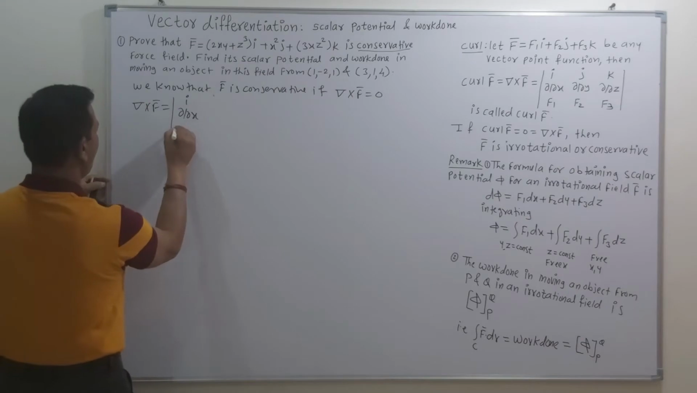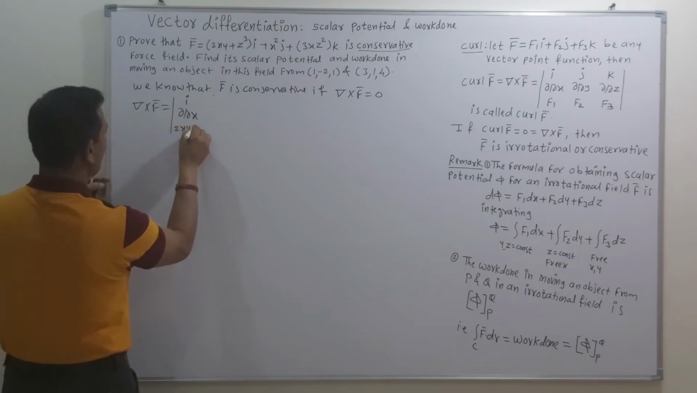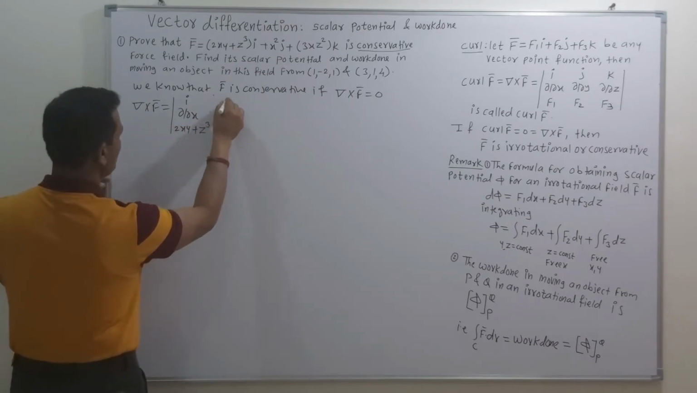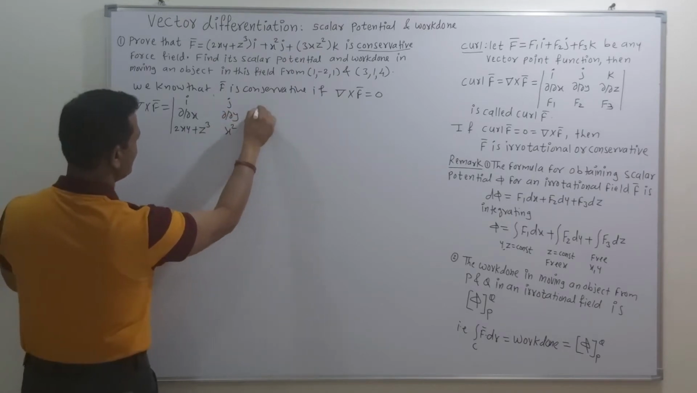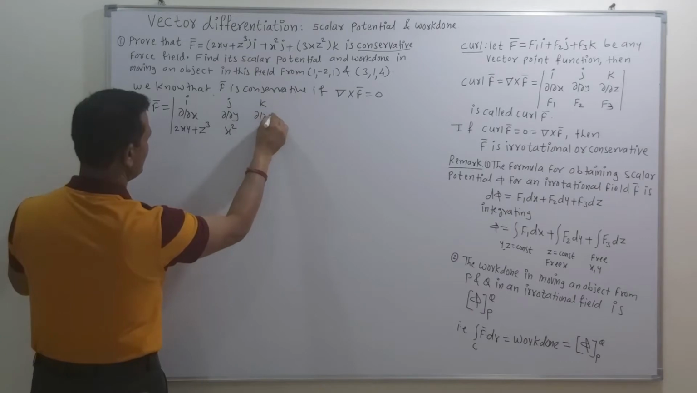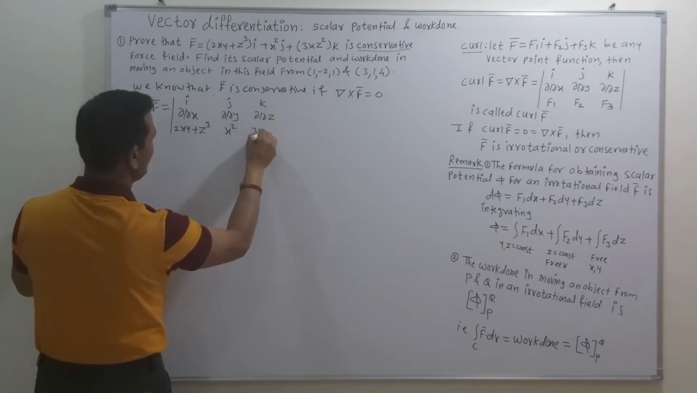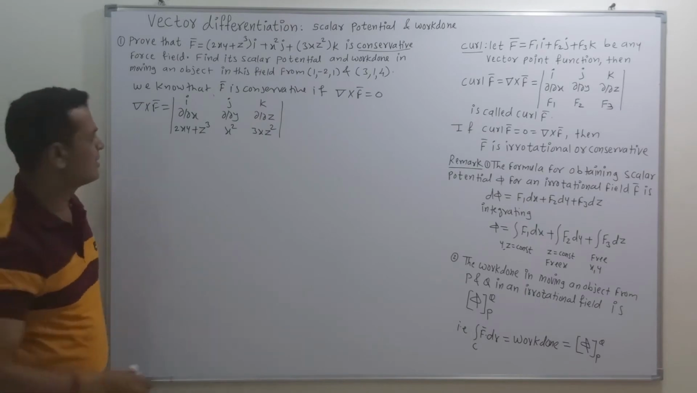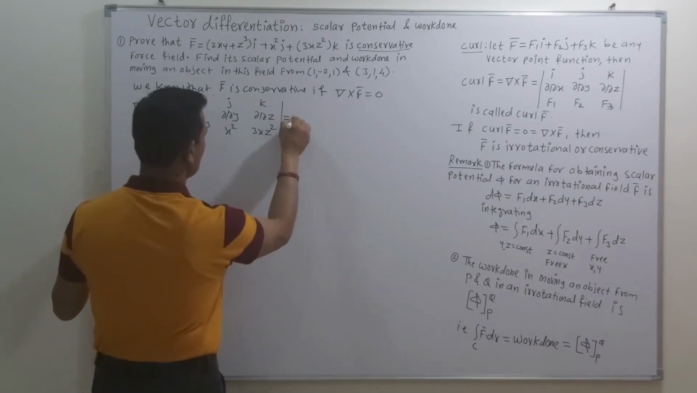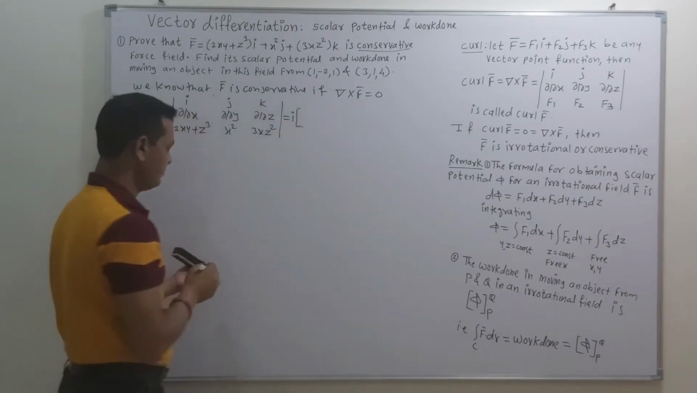So here the value of f1 is 2xy plus z cube, then j times the partial derivative with respect to y of this is x square, then k times the partial derivative with respect to z of this is 3xz square. Now our aim is to find out the value of this determinant. So if we try to solve this determinant, then this is i times.